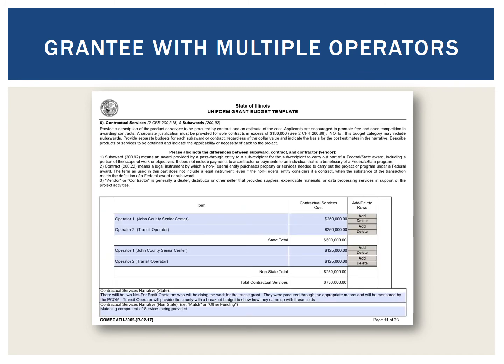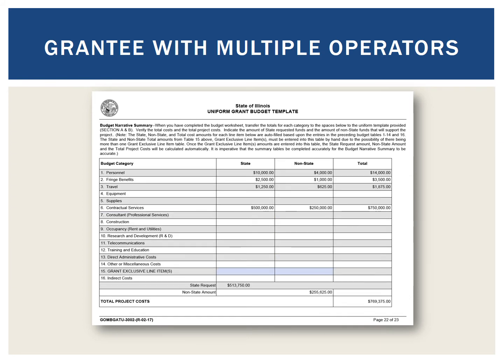As stated earlier in the presentation, on the contractual services and subawards expenses page, the grantee will provide the total amount of all their operating expenses in a single lump sum. Grantees utilizing the buttons located on the right of the page will create a separate line for each operator. This information will be garnered from the budget that is provided to the grantee by their operators.